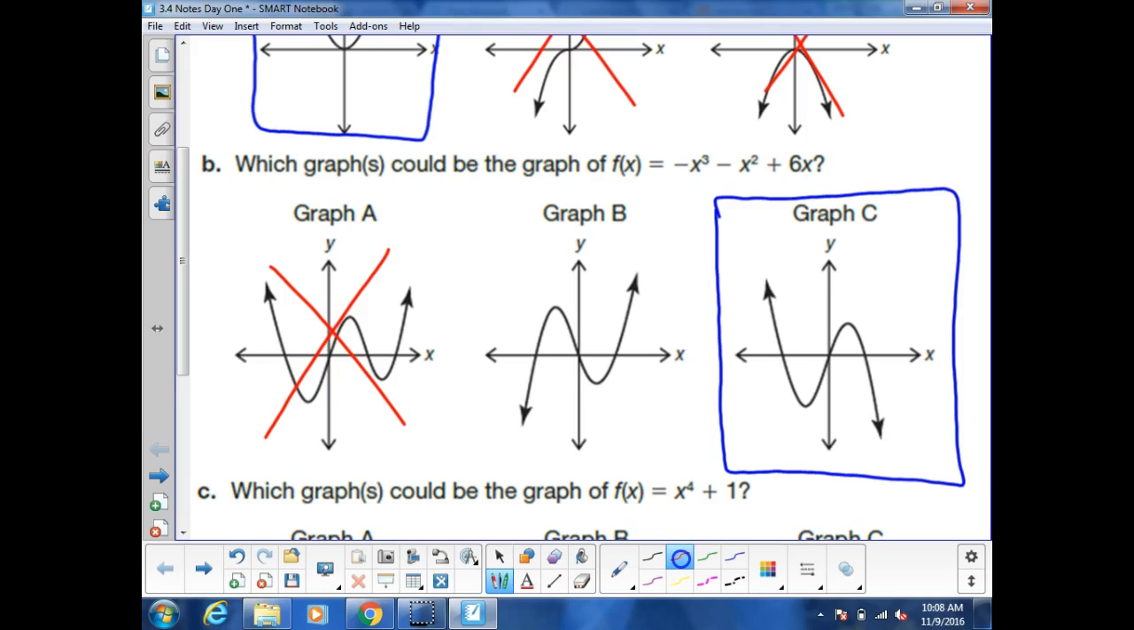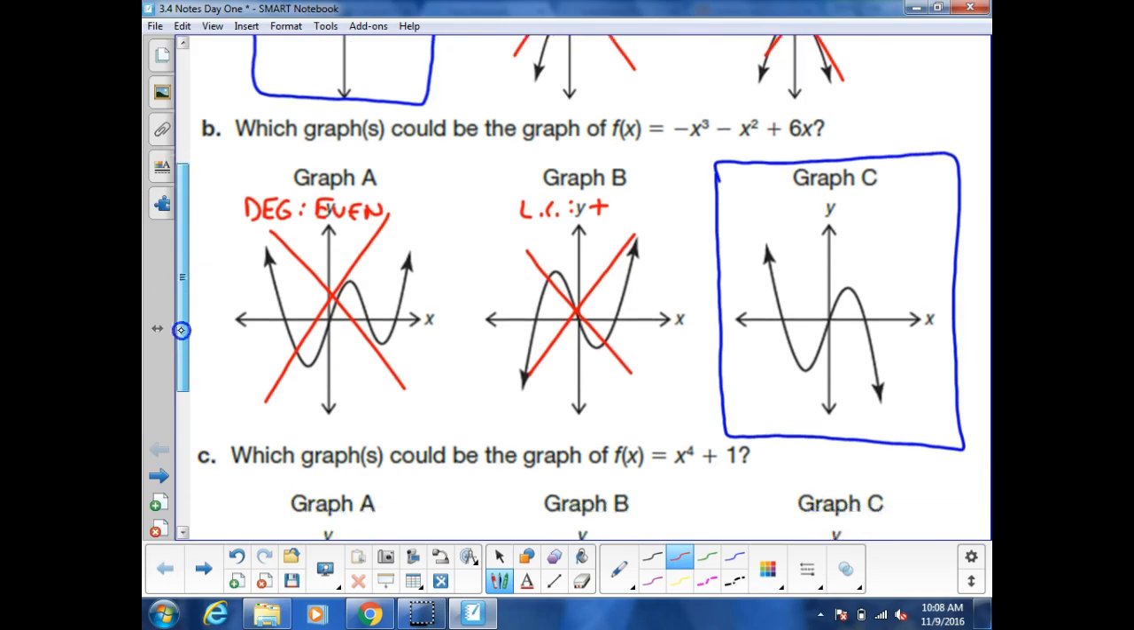Why don't I like B? B would have a positive lead coefficient, right? And my function's got a negative lead coefficient. Okay? So this one has an even degree. This one would have a lead coefficient that's positive.